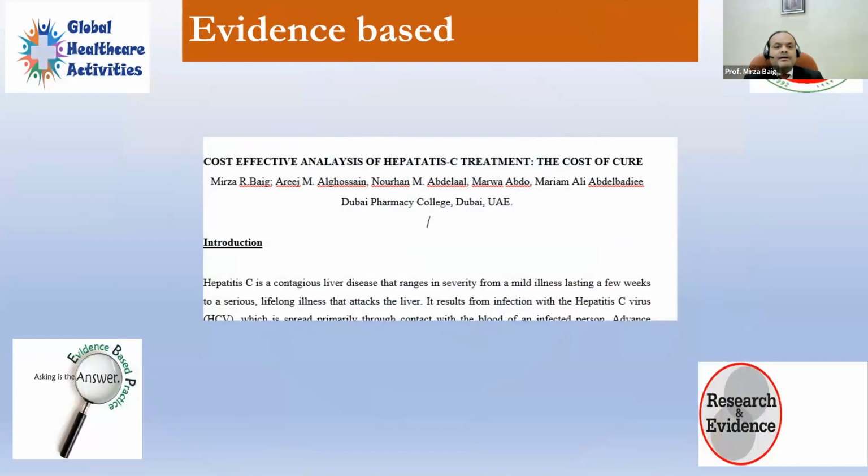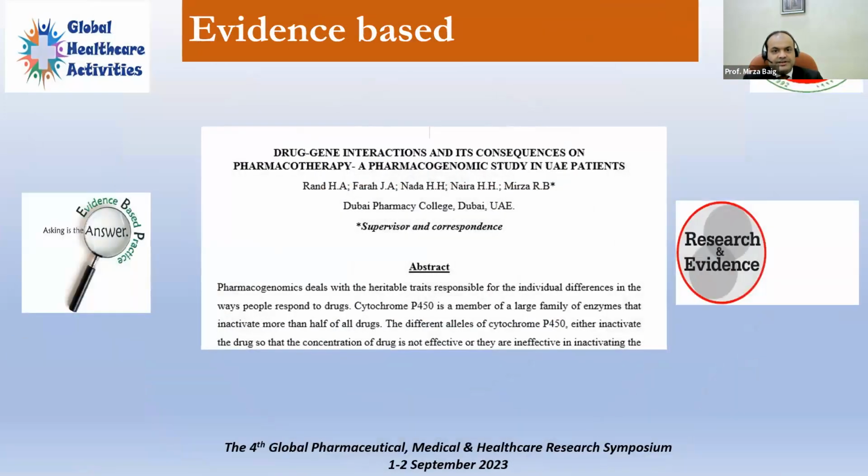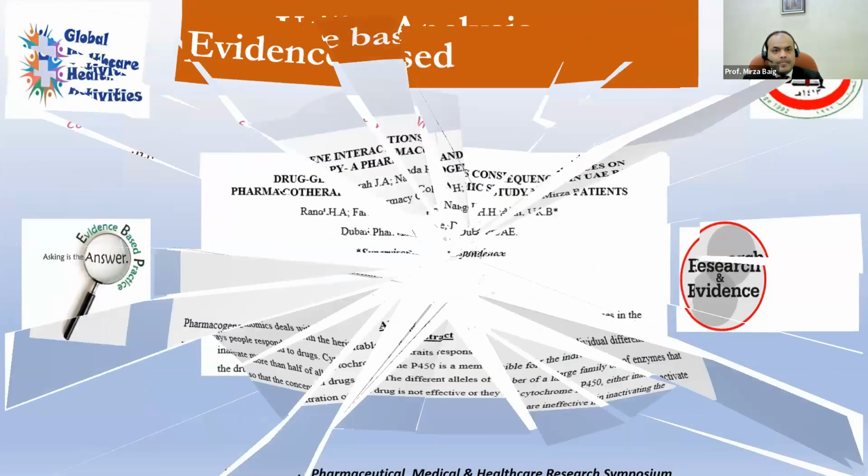We have another example about the cost-effective analysis of hepatitis treatment. Our students collected the data from Egypt, and they came up with the best outcome, the best drug. We did drug-gene interaction therapy, and we found out the best outcome for this pharmacogenomic study. And the next one is cost utility.